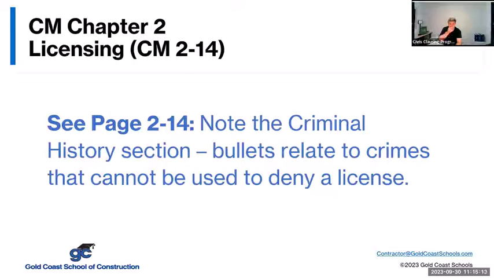2-14, you want to note the criminal history section. So the CLB has, I would say, a pretty low bar. If you have some criminal history, it's not necessarily an automatic denial. There's certain things that they cannot even deny you for. So anyway, be aware of those bullets. And there are some things that are more serious on the next page, 2-15. But again, I've seen some pretty significant felony violations still get approved. So just be aware of that. Okay, note the criminal history section.